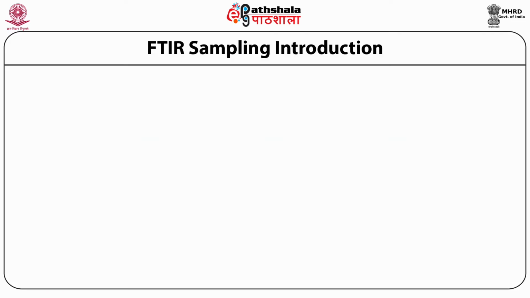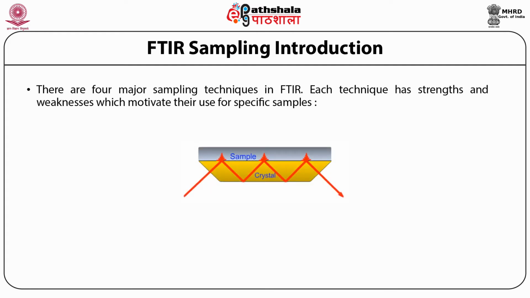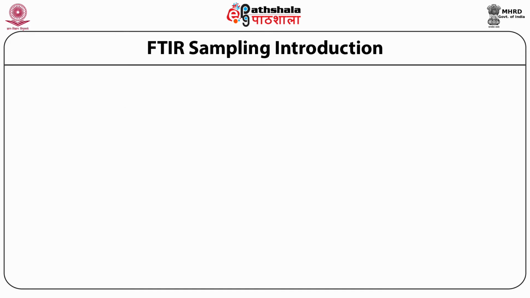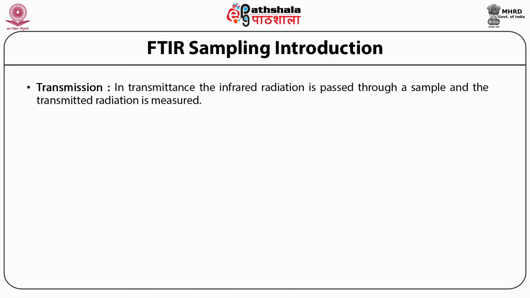FTIR sampling, an introduction. There are four major sampling techniques in FTIR. Each technique has strengths and weaknesses, which motivates their use for specific examples. This figure shows the basic light interaction with the sample. The first one which we are going to discuss is transmission. In transmission, the infrared radiation is passed through a sample and the transmitted radiation is measured.